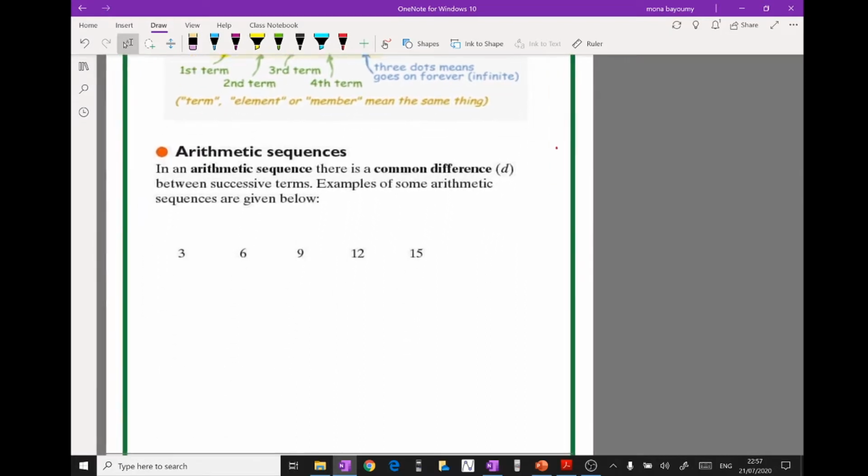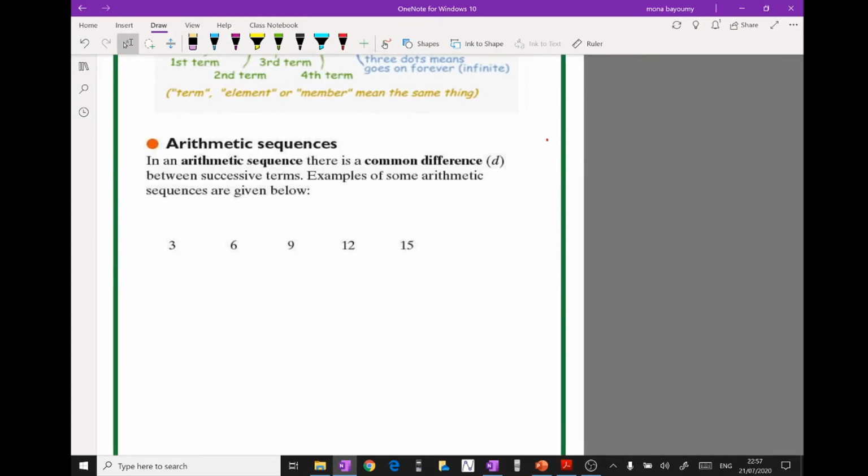In the sequence, we find that the first term, second term, third term, fourth term, and fifth term, and so on, we have differences between the terms. If you find the differences between the terms and find this difference is common, this sequence will be a linear sequence. Let us check for the sequence.